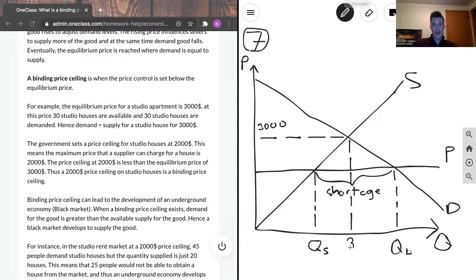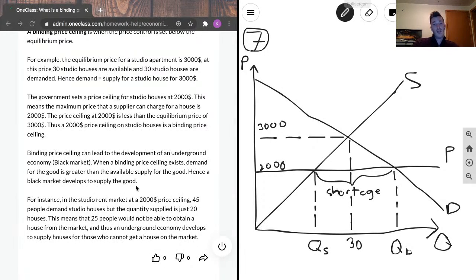So in this case, our equilibrium price was $3,000, and our equilibrium quantity was 30. Now we've got this price ceiling that has been set at $2,000. At this $2,000 price ceiling, there are 45 people demanding studio houses. So QD is going to equal 45.